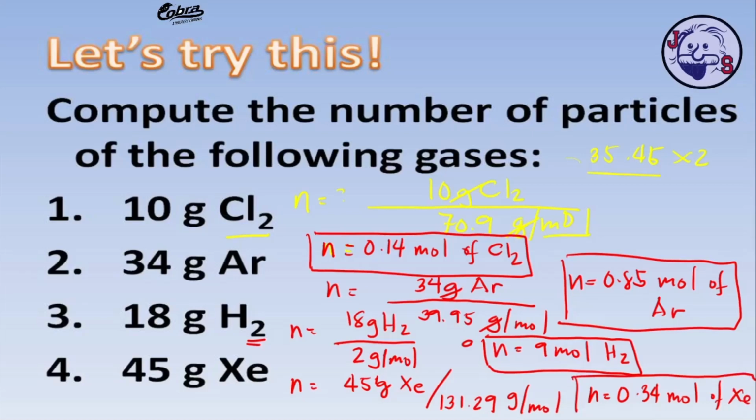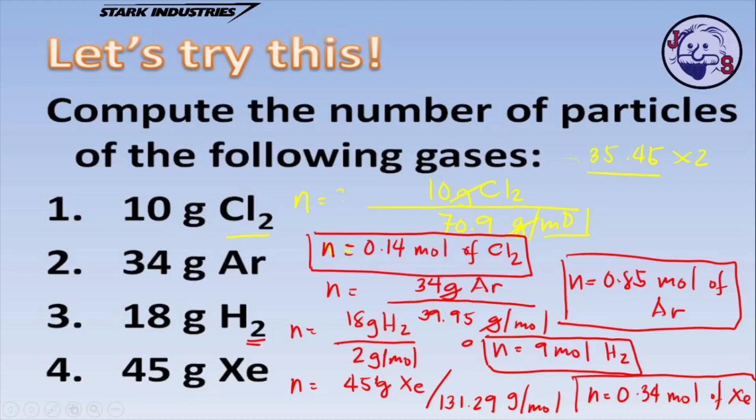I hope you did get this sample problem that we have right here. Let me know in the comment section what are the things that give you difficulty in doing this, and I will try my best to answer those queries. Did you get the same answer as mine? Congratulations if you did, meaning to say that you understand how the formula in getting the number of particles works.